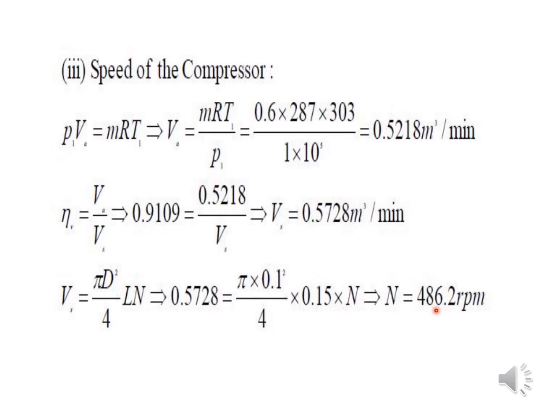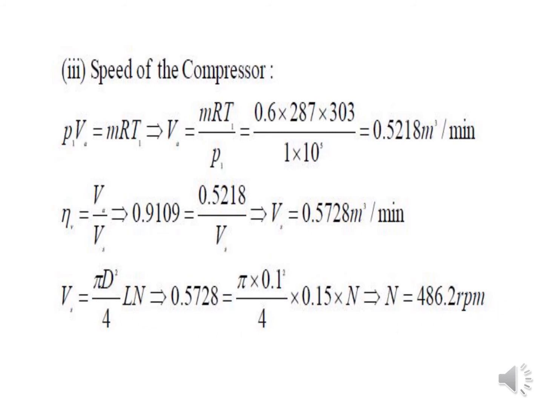So did we use any new formula here? Nothing new. All known formulas. The only thing you should know is that pi by 4 d square L is the volume of the cylinder, but for so many RPMs it will happen, no? Multiplied by that, it will give you the total swept volume by the piston, right? So this is how you need to calculate.